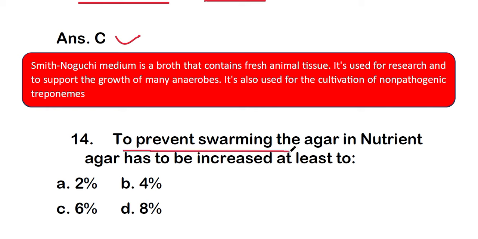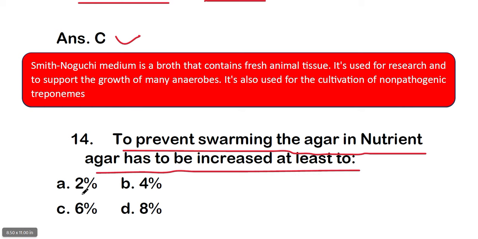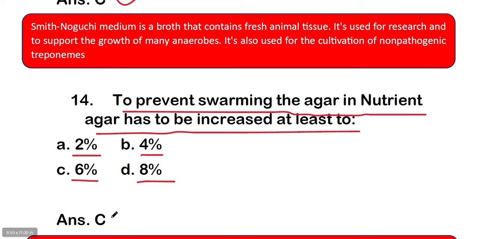To prevent swarming, the agar in nutrient agar has to be increased at least to option A 2%, option B 4%, option C 6%, option D 8%. So the agar concentration has to be increased at least to option C, that is 6%.